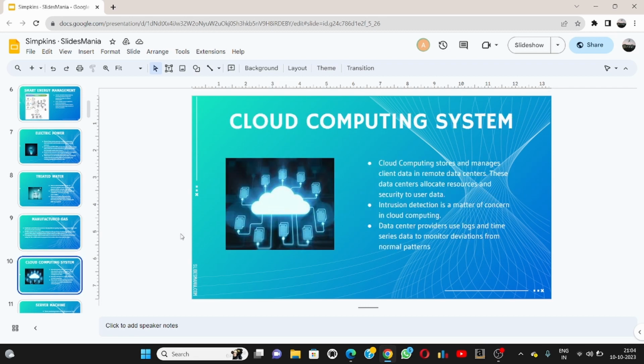Now let's talk about cloud computing systems. In cloud computing, client data are stored and managed in remote data centers by a service provider. These providers are required to allocate appropriate resources to users in real time while storing sensitive information securely. As cloud services become more popular, intrusion detection has become crucial.